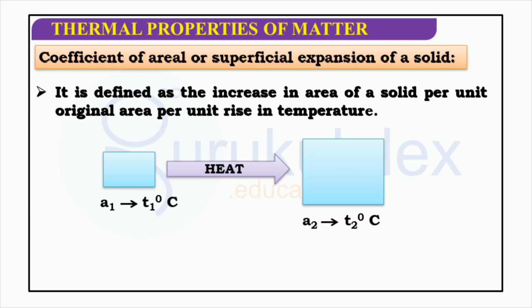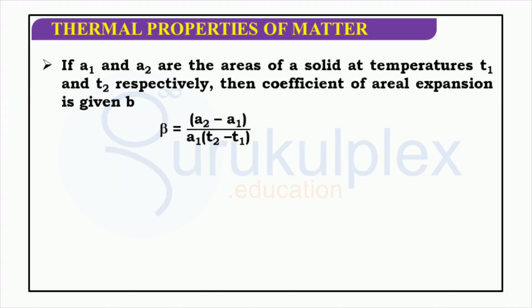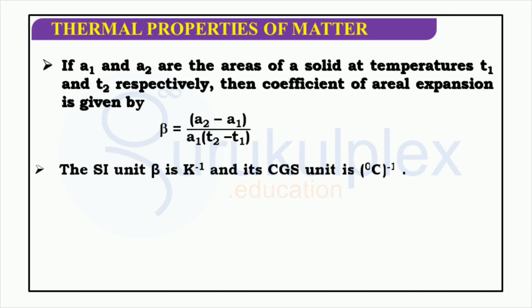This measurement is critical for grasping how materials respond to changing temperatures. We are discussing the thermal properties of matter, focusing on the calculation of the coefficient of areal expansion when looking at a given solid with two different temperatures. This coefficient is expressed as K^-1 in SI units, or °C^-1 in CGS units.